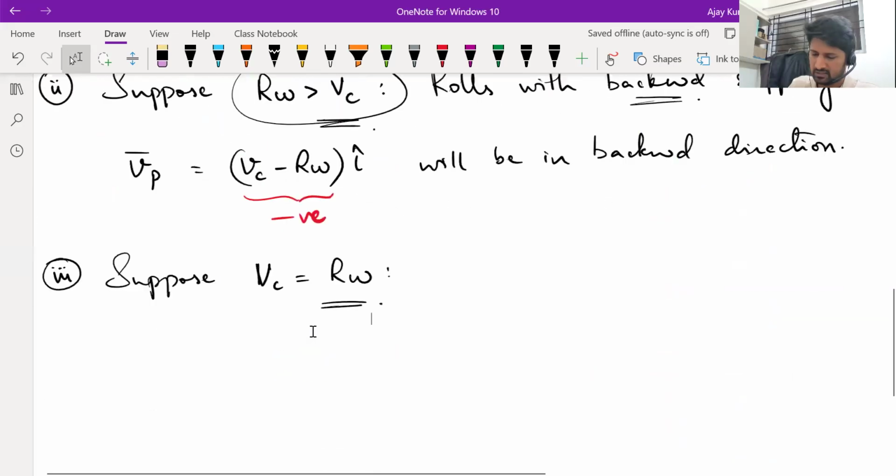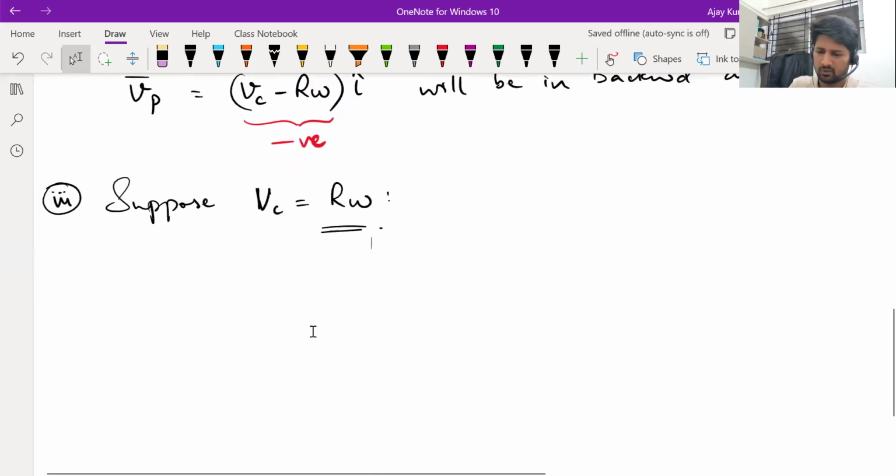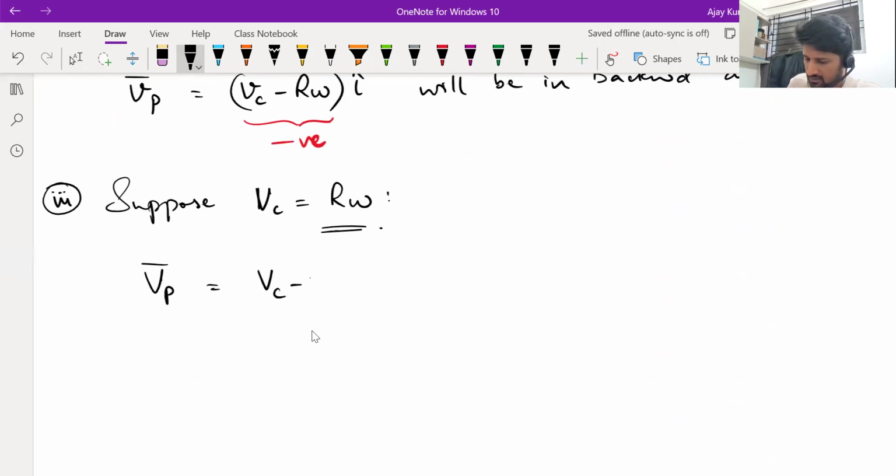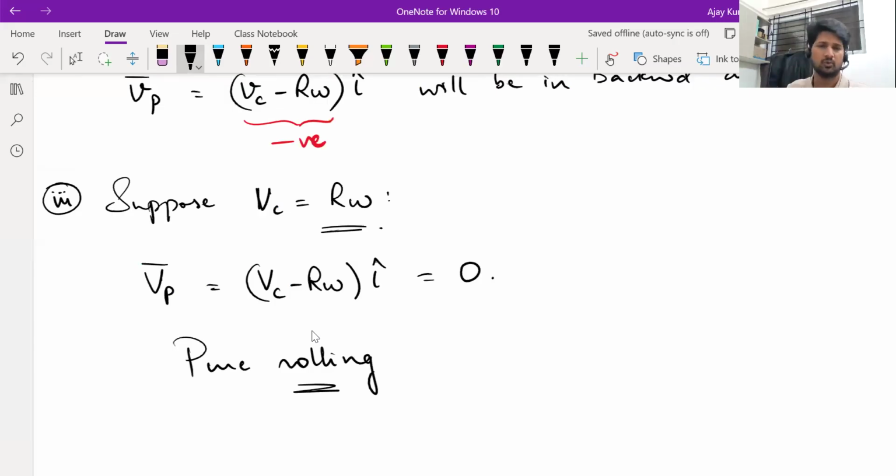Okay. This is what is interesting about rolling motion. The entire object will be moving, but the point of contact will not be moving. Except the point of contact, all other points will be moving. So if Vc is equal to R omega, the velocity of the point of contact, which is (Vc - R omega) i cap, becomes 0. This is what we call pure rolling. In questions, if they just say rolling, this is the case you are supposed to assume. Pure rolling: rotation and translation are balanced.